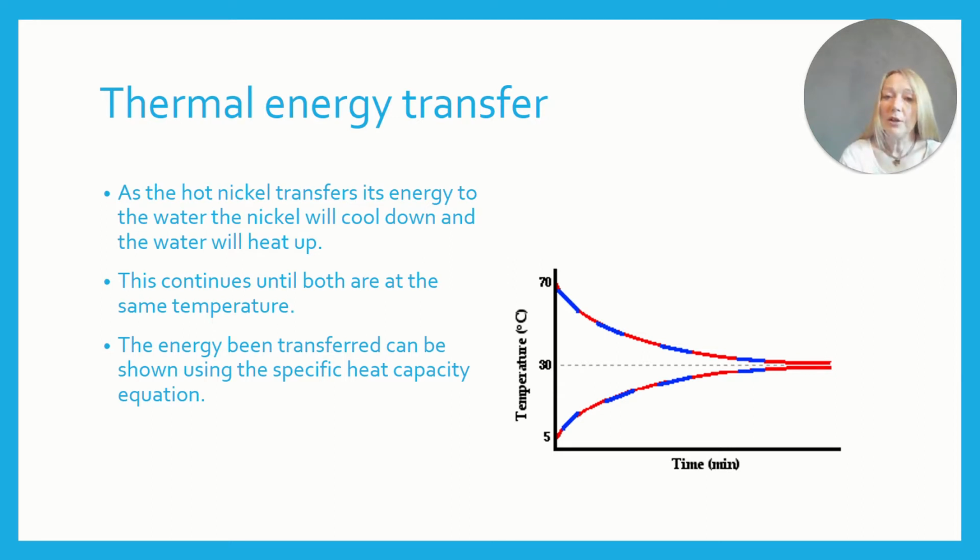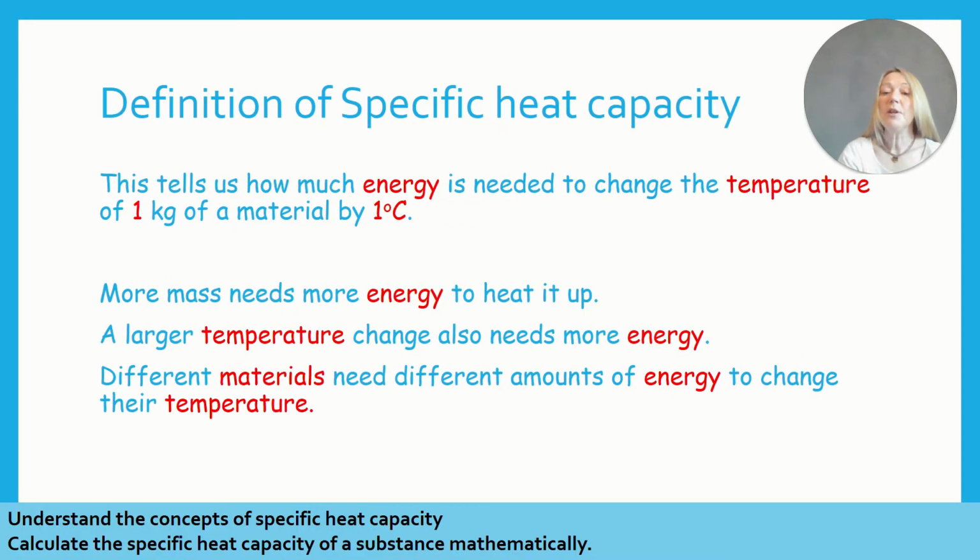And we can look at this quantitatively, and look at the amount of energy that something stores by using specific heat capacity and the specific heat capacity equation. So let's look in more detail at what specific heat capacity actually is. The specific heat capacity of something tells us how much energy is needed to change the temperature of 1 kilogram of a material by 1 degree.